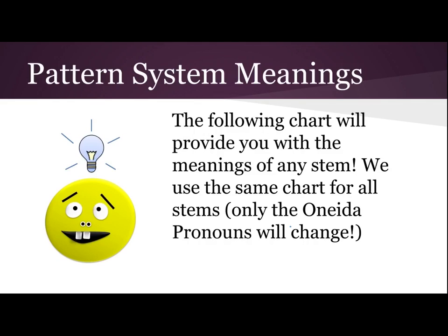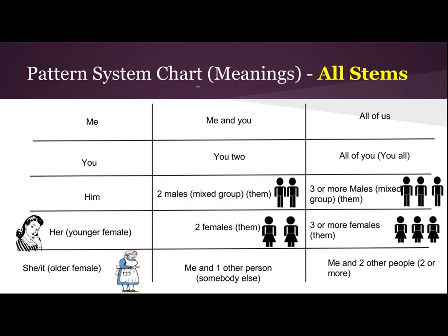So we also need to know what we are talking about when we are working with our stem pronouns. And so we're going to work on this patterning system for the meanings, strictly just in English. The following chart will provide you with the meanings of any stem that includes both the subjective and objective sides of any stem. We will use the same chart for every single stem. Only the Oneida pronouns will change. So this is our meaning chart. It's going to apply to all stems.